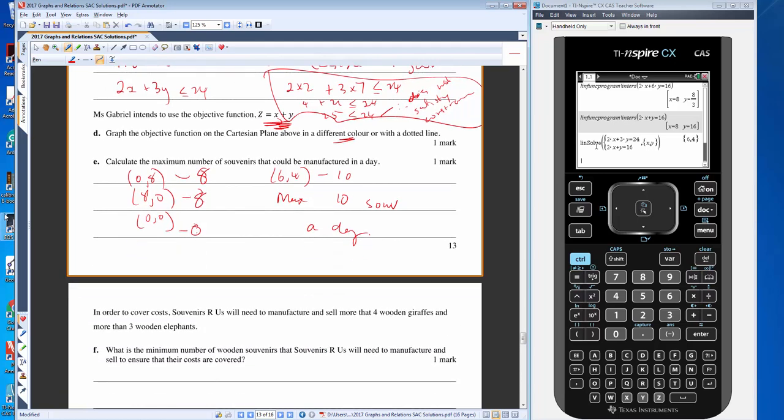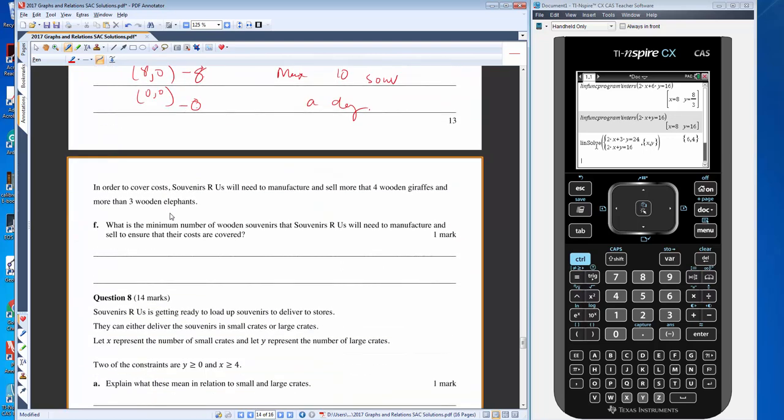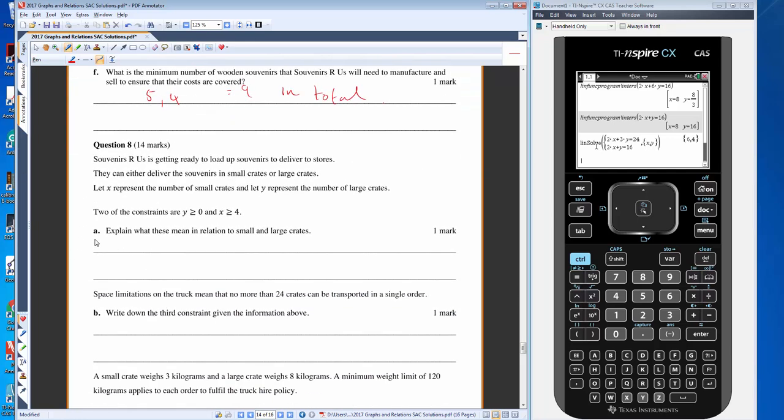So in order to cover costs, Souvenirs R Us will need to manufacture and sell more than 4 wooden giraffes and more than 3 wooden elephants. So more than means the next possible value would be 5 and 4. So what you needed to do was just check whether that was a possibility, which was 5 of these and 4 of them. There it is there, definite possibility. So it would have been 5 and 4, which were 9 in total. Okay, not many students got that one right.